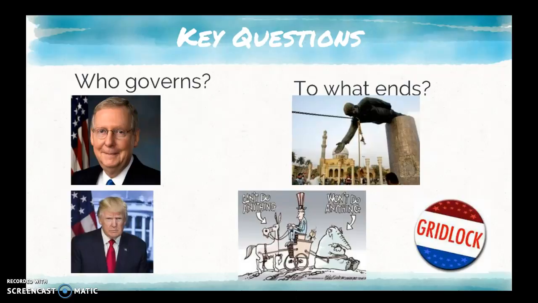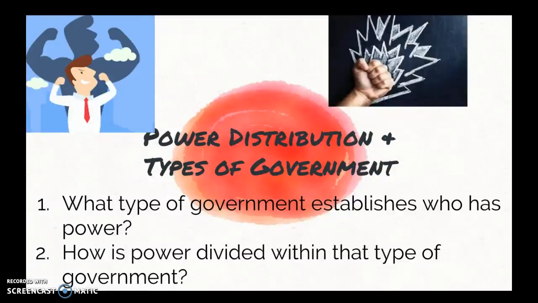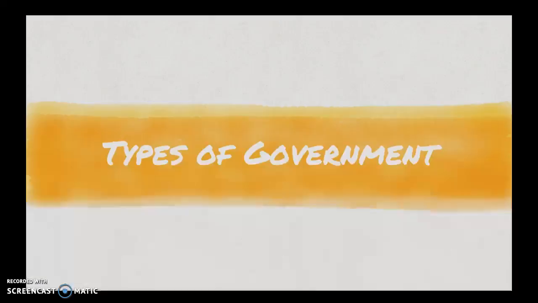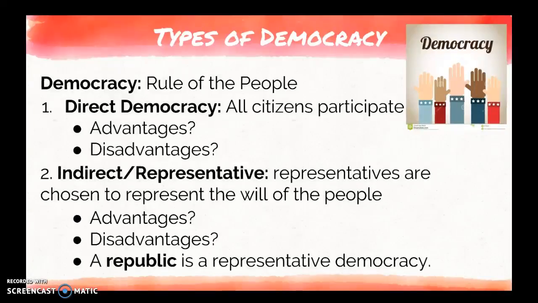So our two key questions. As we go through this PowerPoint, we're going to look at power distribution and types of government. You don't need to write down these questions, but these are some things that we're thinking about. So number one, what type of government establishes who has the power? And how is power divided within that type of government? Okay. So we're going to talk first about types of government, and we're going to start with types of democracy.